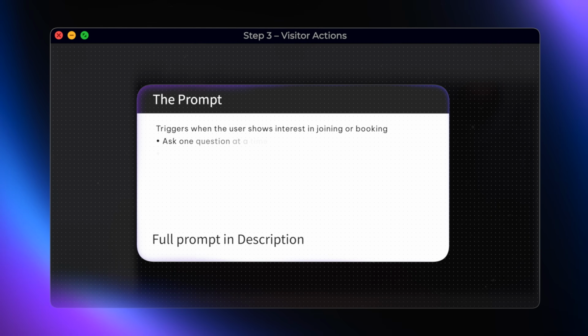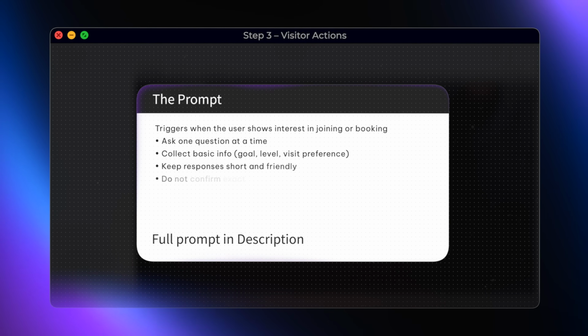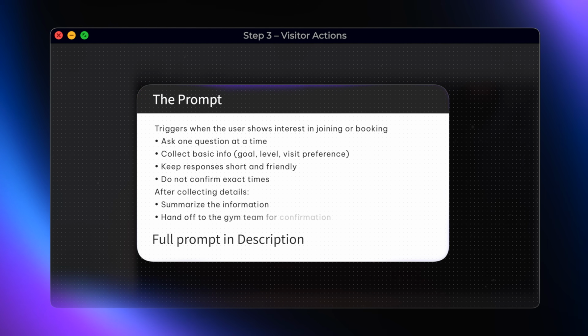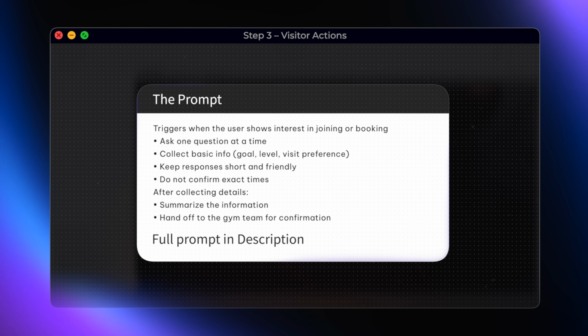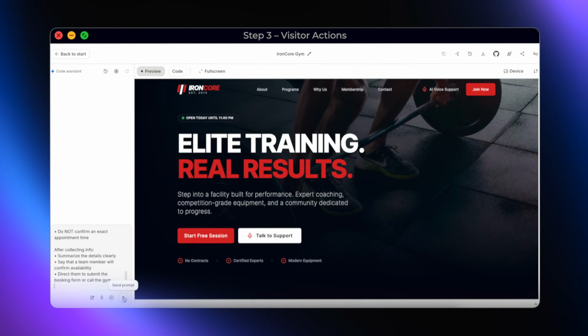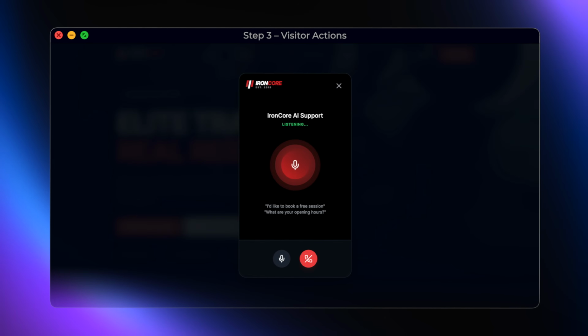So, in this step, I'm adding a prompt that tells the assistant, when a visitor shows clear intent, stop staying in explanation mode and switch to action mode. That means it no longer keeps explaining everything, it starts collecting the information needed to move forward. I apply the prompt. Now let's test it.